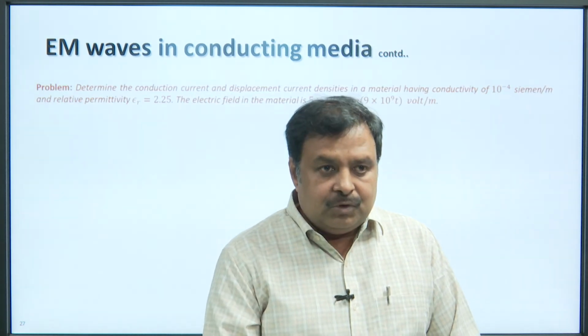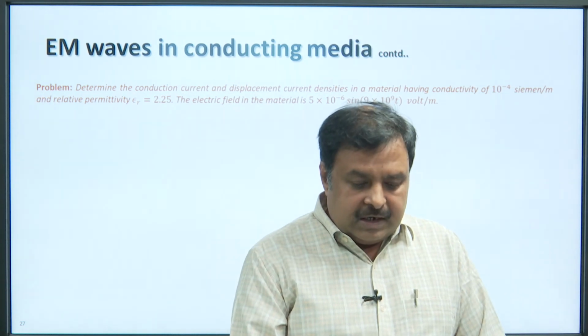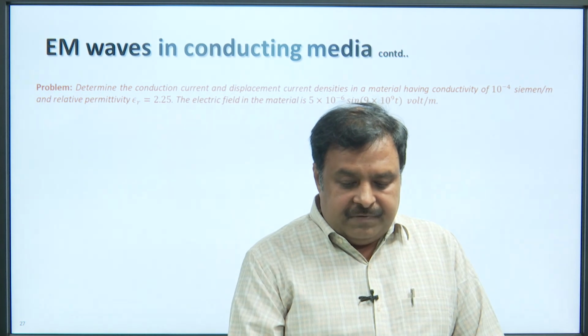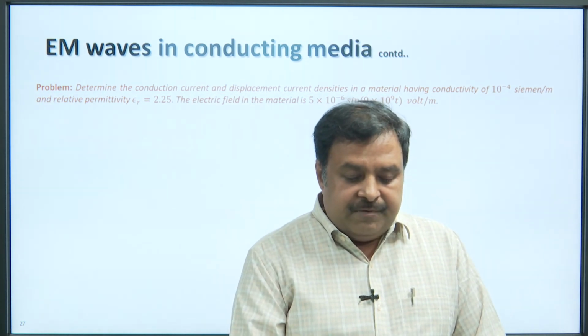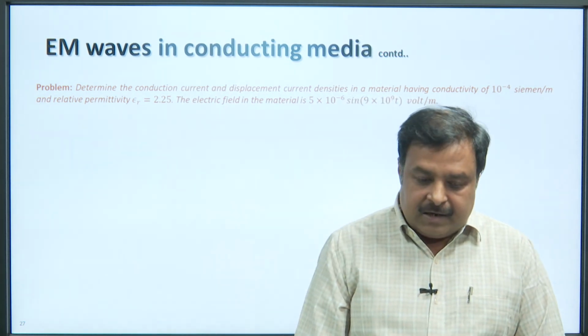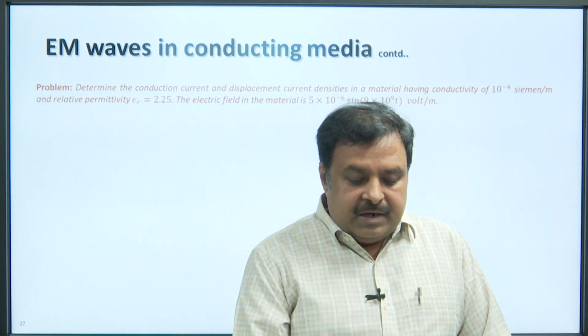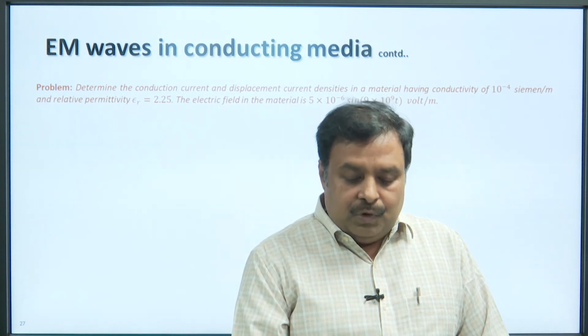Okay. So, let us do one problem. Determine the conduction current and displacement current densities in a material having conductivity of 10 to the power minus 4 Siemens per meter and relative permittivity epsilon r equal to 2.25. The electric field in the material is 5 into 10 to the power minus 6 sin 9 into 10 to the power 9 T volt per meter.